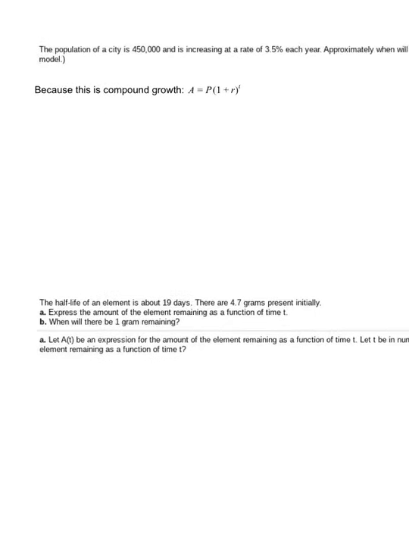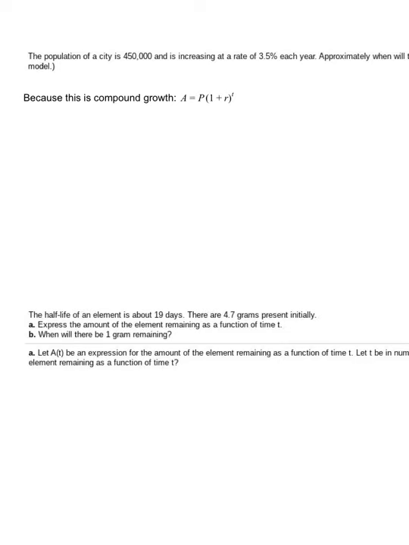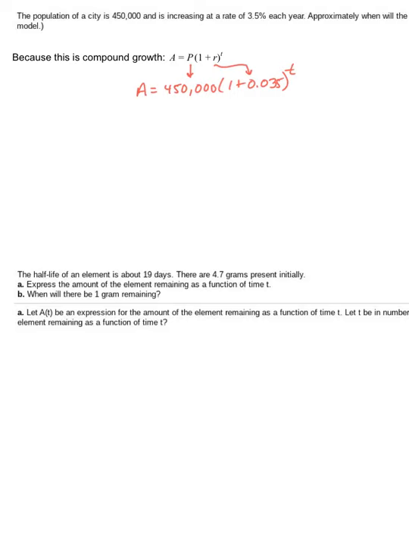So compound growth, remember, is A equals P times 1 plus R to the T. In this particular situation, they have given us the P, the original population, and they have given us the R as a percent. Therefore, we can fill in P and R. The question that they are asking is, when will this situation reach 900,000?